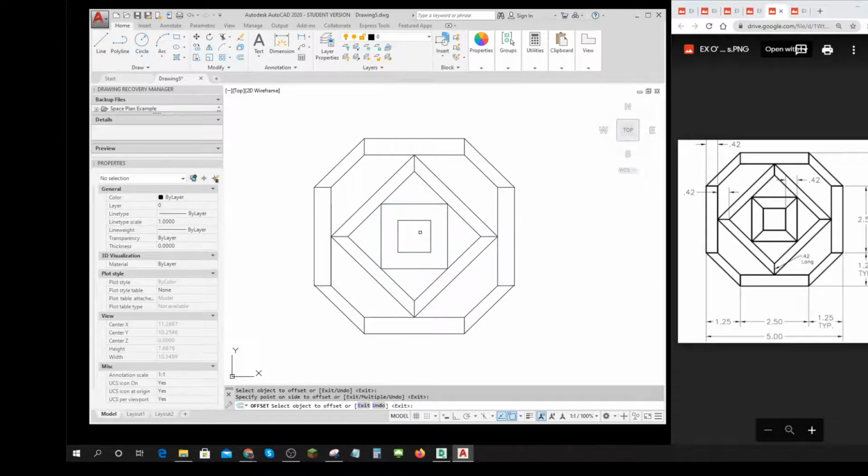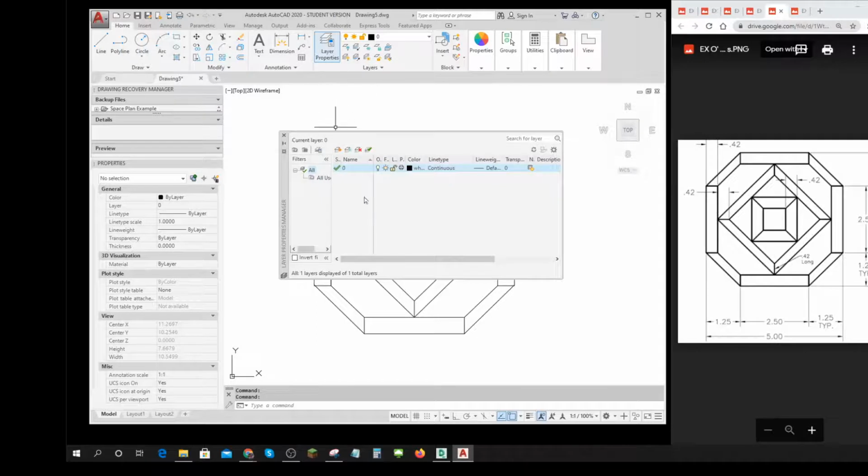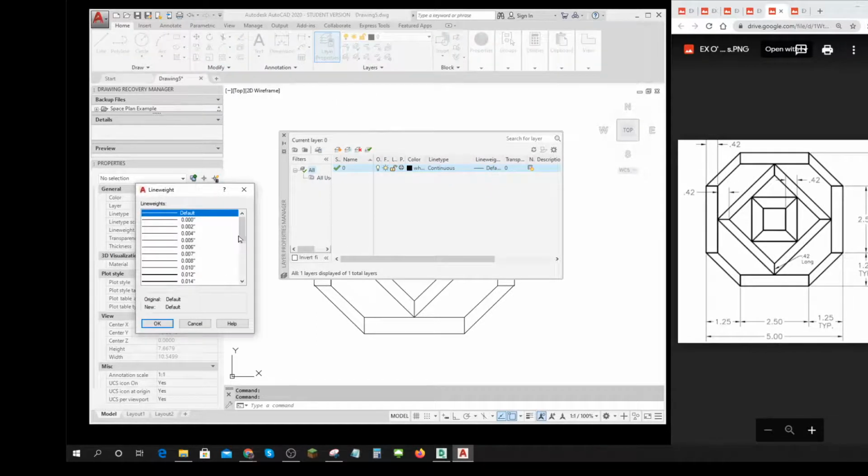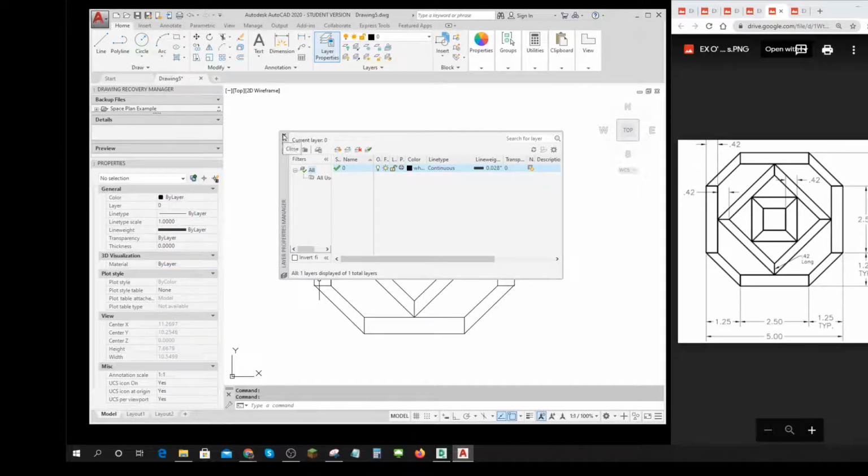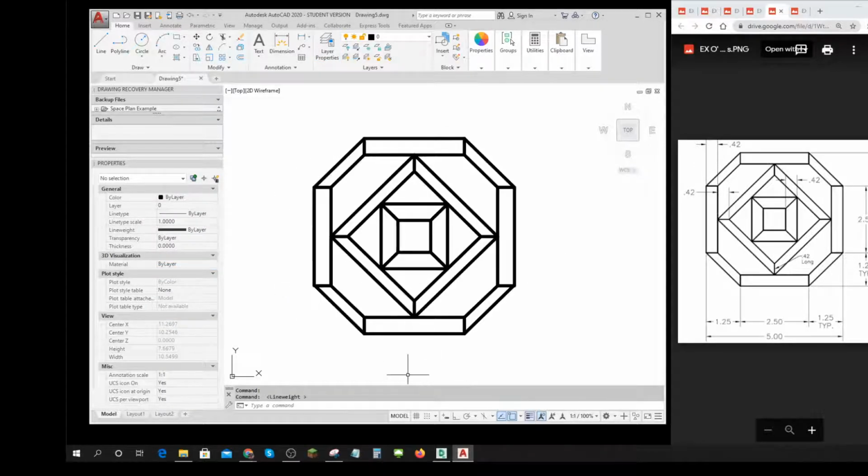Click. And now I'm just doing endpoints. And I'll do that layer thing again. 0.28. Line weights.